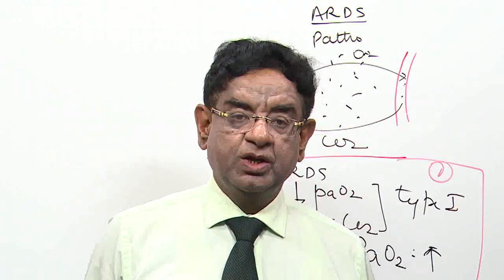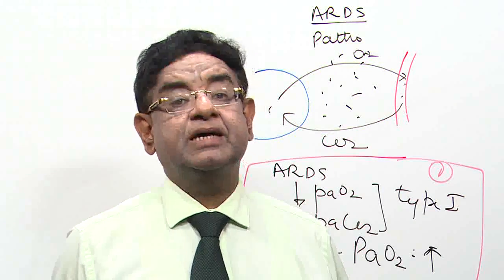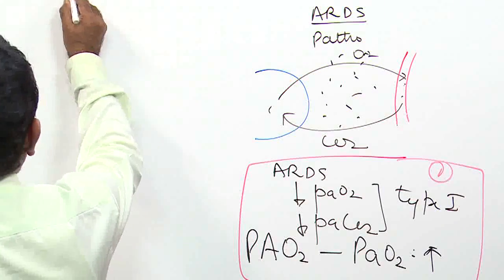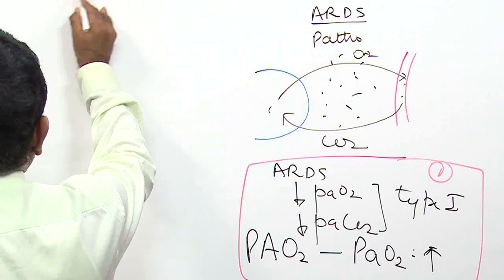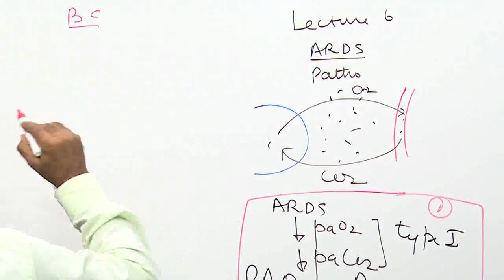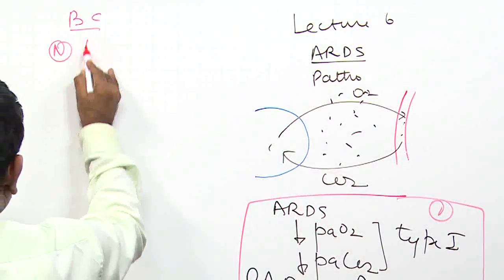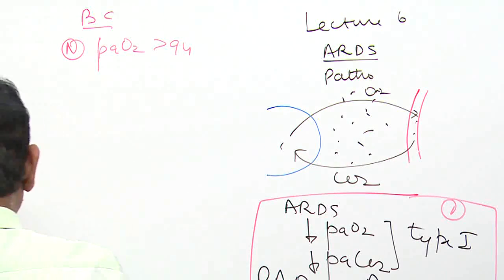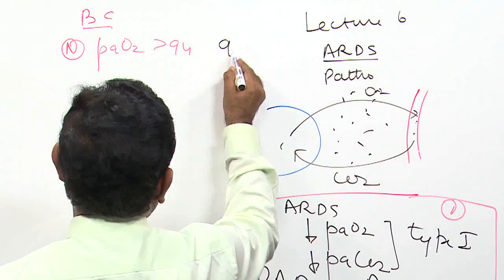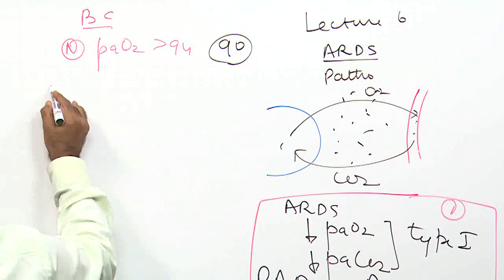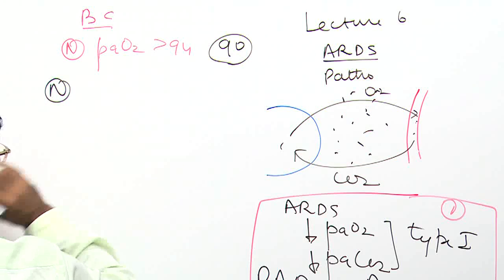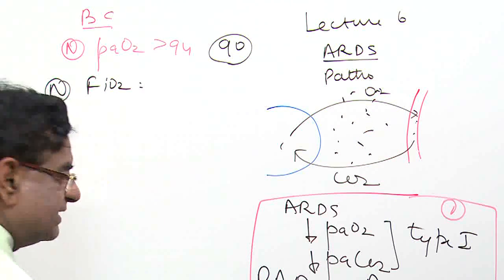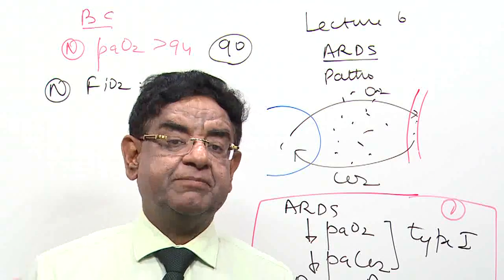Okay. Now before I go, let's learn more basic concepts. Normal PaO2 is more than 94, but for easy calculation I am taking 90. And normal FiO2. Now what is FiO2? Let's learn the basic concept.